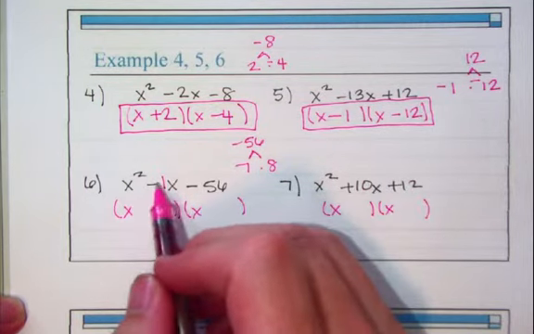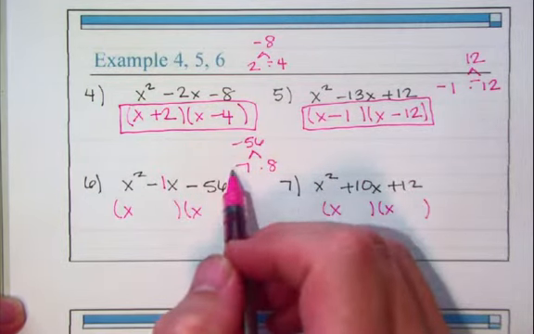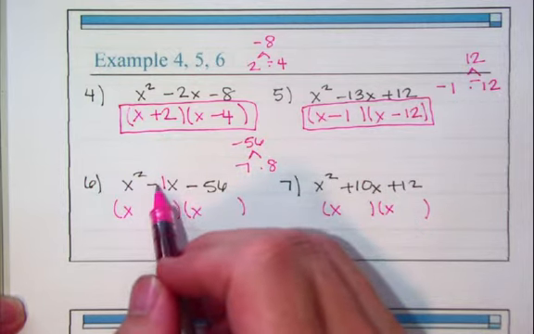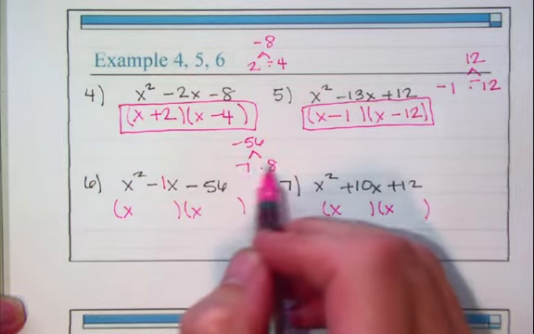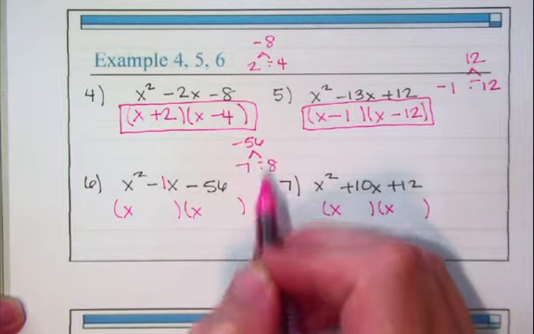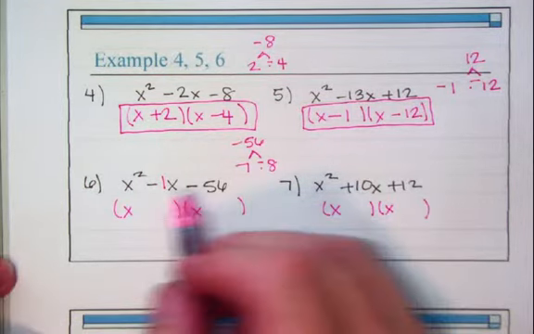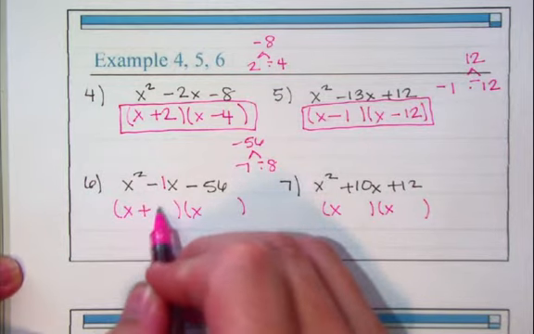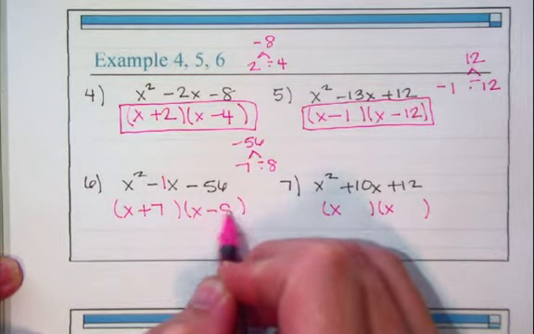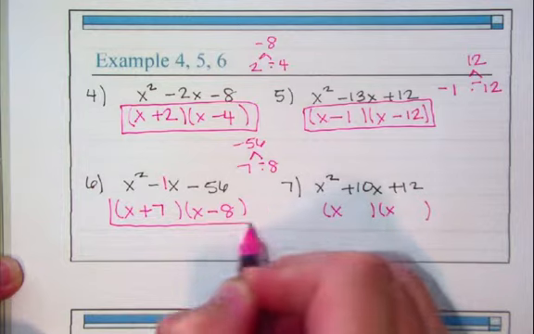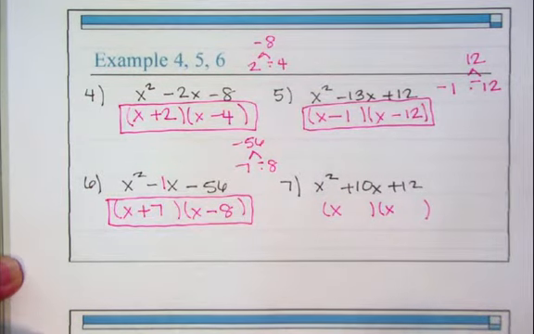Now, to get a -1 out of these 2, which one would have to be negative? Well, since it's a negative answer, the negative has to go with the bigger number, so it's negative dominant here. So 7 minus 8, or 7 plus a -8, is -1. So my 2 numbers have to be a +7 and a -8. And that is how we handle those.